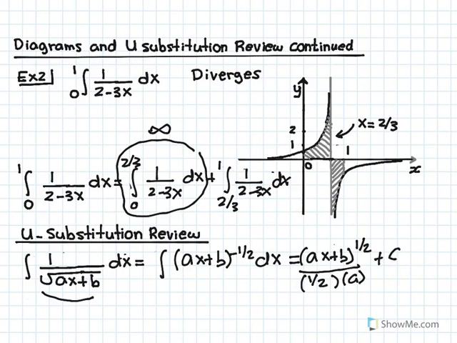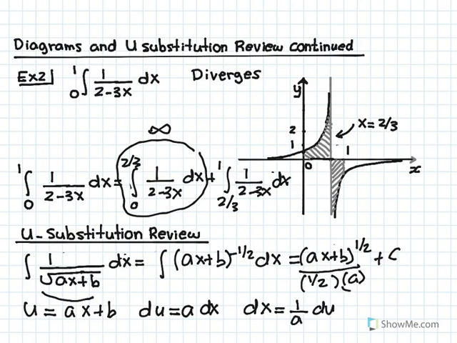Plus c. So what we're really doing is we're letting u be equal to ax plus b. We differentiate both sides. We get du is equal to a dx. We solve for dx. We get dx is 1 over a du. The reason you divide by a here is exactly the reason that we divide by a here, it is u substitution. All right, thank you.